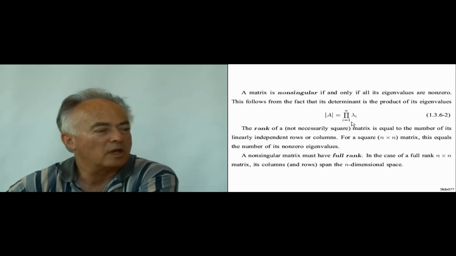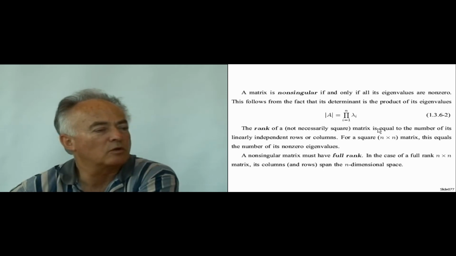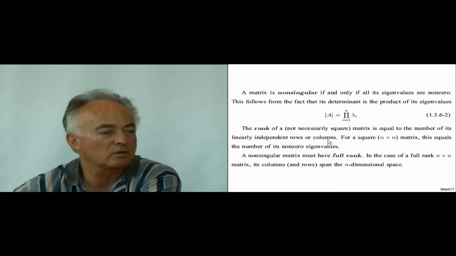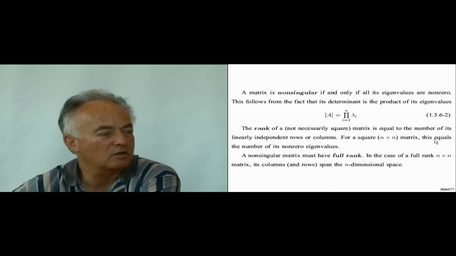The rank of a matrix, and now we'll take a matrix which is not necessarily square, equals the number of its linearly independent rows or columns. If we're talking about a square matrix, it turns out this is the same as the number of its non-zero eigenvalues.